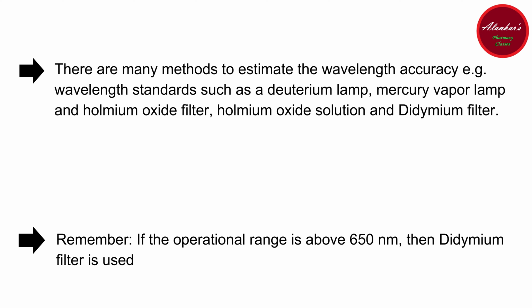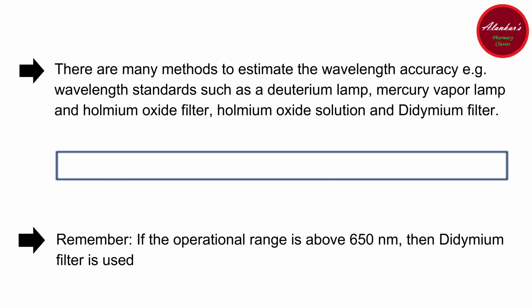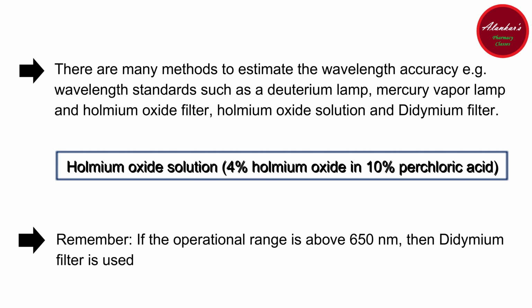For example, the wavelength standards such as deuterium lamp, mercury vapor lamp, holmium oxide filter, holmium oxide solution, and didymium filter. One of the most common methods utilized for this purpose is holmium oxide solution. Holmium oxide solution is 4% holmium oxide in 10% perchloric acid. The unique property of the holmium oxide solution is that it gives characteristic peaks at various fixed wavelengths. If the operational range is above 650 nanometer, then didymium filter is used. In that case, holmium oxide solution is not the better option.